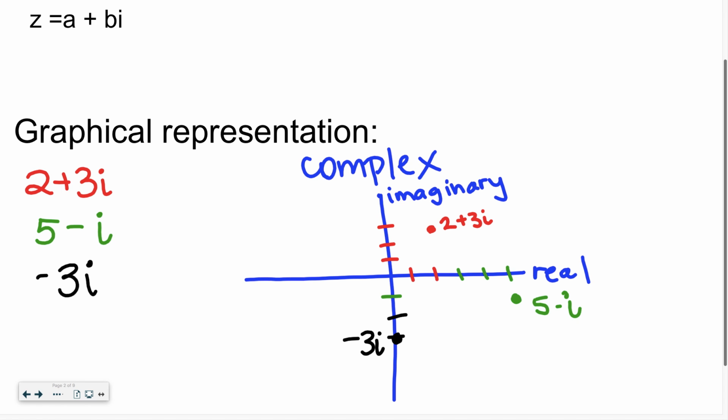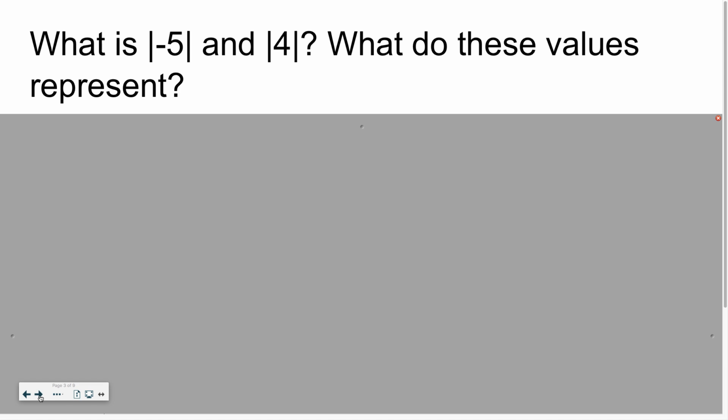So, I want to talk about the concept of an absolute value. At your pod, I want you to think about this question and discuss it. The absolute value of negative 5 and the absolute value of 4. What are those values and what do they represent? I'll give you about 60 seconds to talk about it.